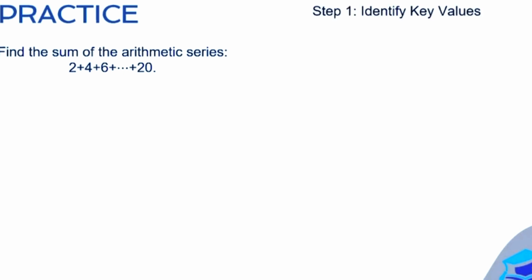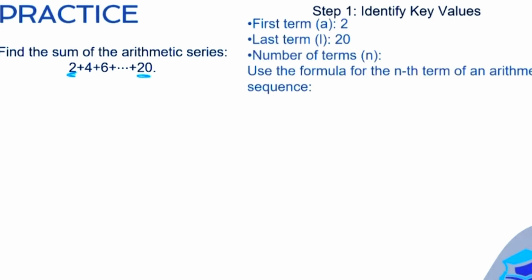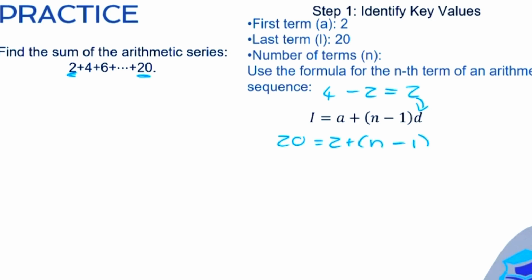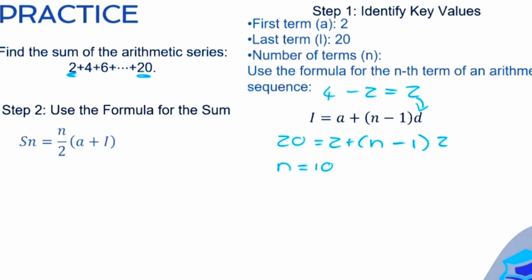Find the sum of the arithmetic series 2, 4, 6, 8, up to 20. Identify key values. The first term is 2, the last term is 20. The number of terms we are unsure about. To determine the term number of 20, we use the arithmetic sequence formula and determine the difference, and then we plug all the values we are given into the formula to get that 20 is equal to the 10th term, so n is 10. Then to work out the sum of the 10 terms, we use the sum formula, plug those values in, and the sum of 10 terms is equal to 110.